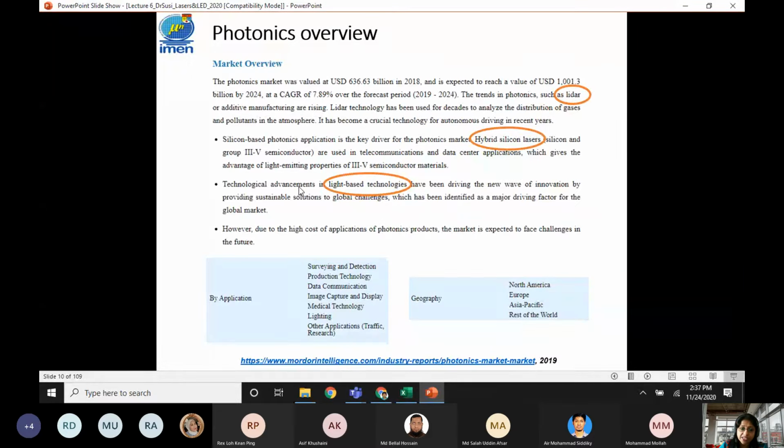And it also says that technological advancement in light-based technologies has been driving a new wave of innovation. So in terms of application, the photonics application, and also in terms of geography, photonics as an applied nanoelectronics area is fast becoming the trend in technology applications.